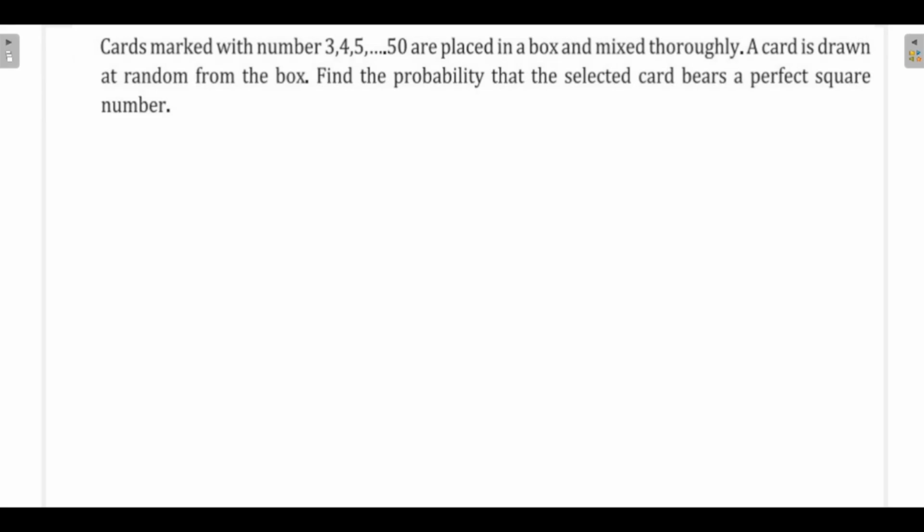In the first problem, cards marked with numbers 3, 4, 5, 6, 7, 8 up to 50 are placed in a box and mixed thoroughly. The next condition is very important. A card is drawn at random from the box. That means they can take any card from the box. Find the probability that the selected card bears a perfect square number. This statement is very important. That means the drawn card must be a perfect square number.